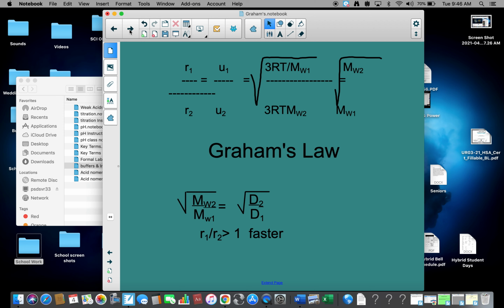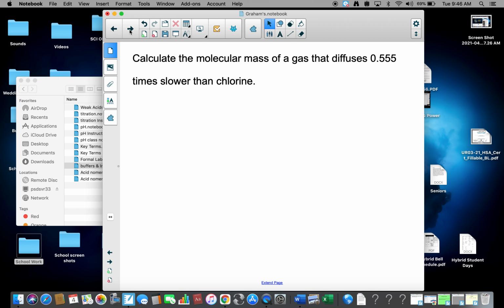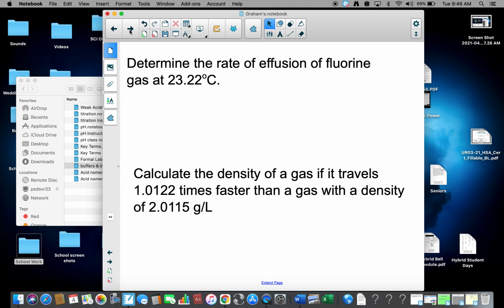So we'll do this one in class here. Remember, if R1 over R2 is greater than 1, it's faster. If R1 over R2 is less than 1, it's slower. So we'll do this one in class. Calculate molecular mass of a gas that diffuses at 0.555 times slower than chlorine. Okay, and then we'll do these two as practice.